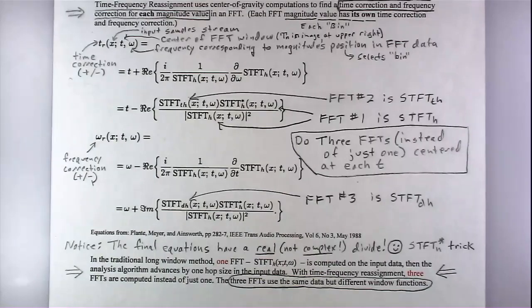Okay, so then we have this funny equation here. We have t plus the real part of stuff. Okay, now don't panic. The stuff will make some sense. There's actually details here that are more complicated to explain.